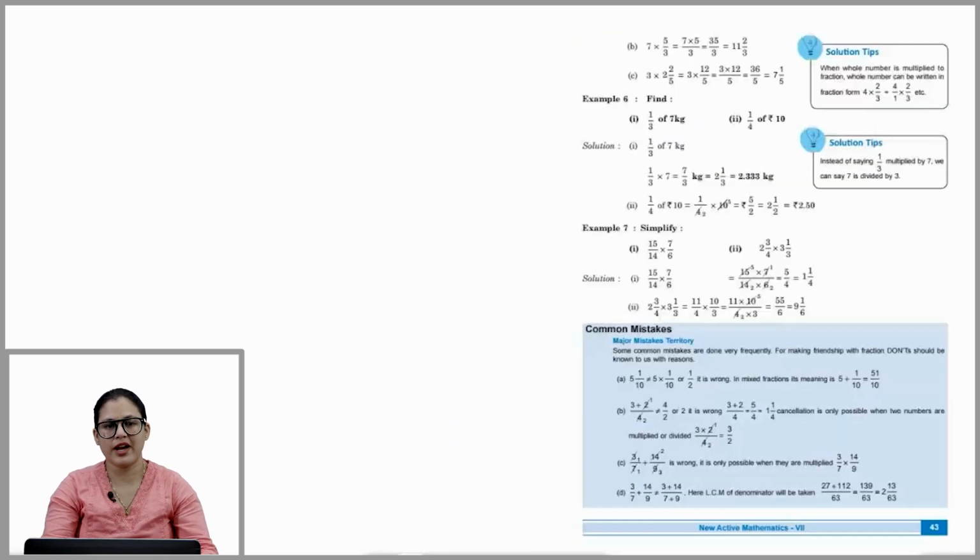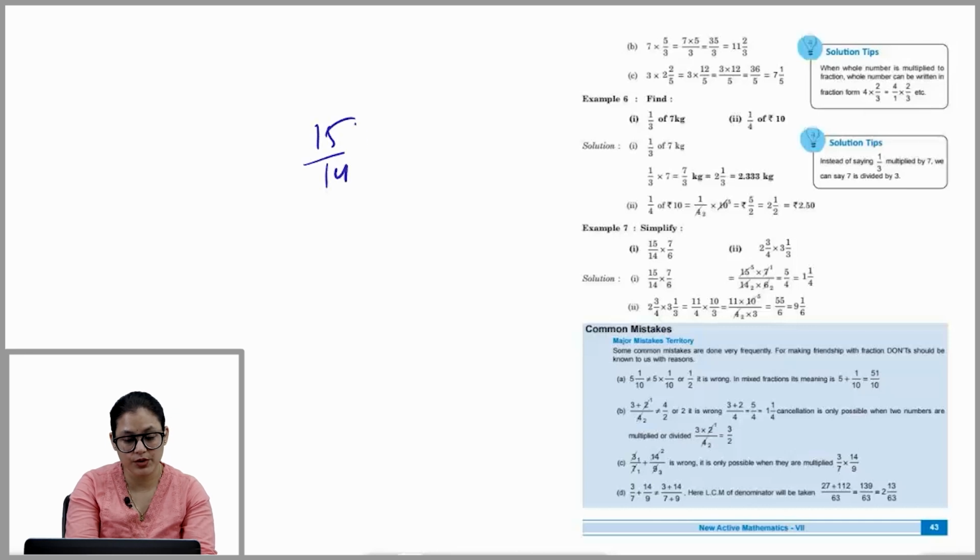Example 6, find 1 by 3 of 7 kg. Of means multiply, and then you will multiply as you do. Example 7, simplify 15 by 14 into 7 by 6.